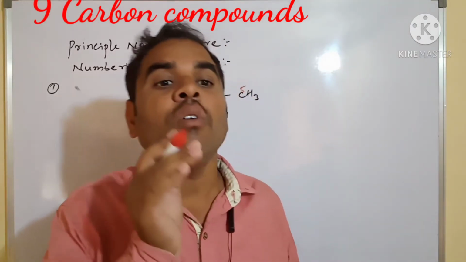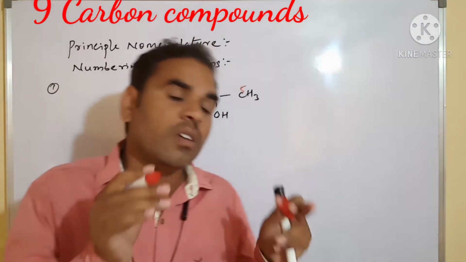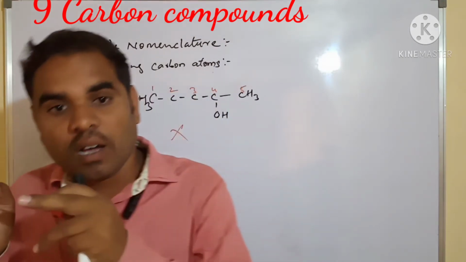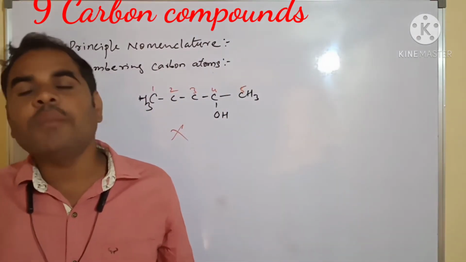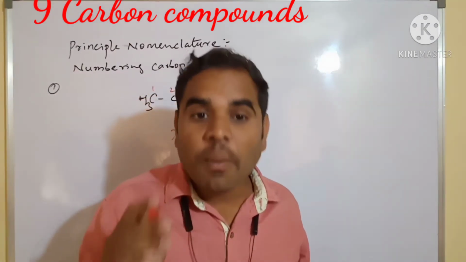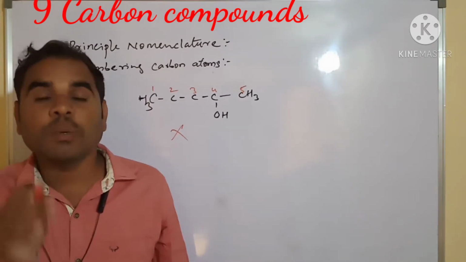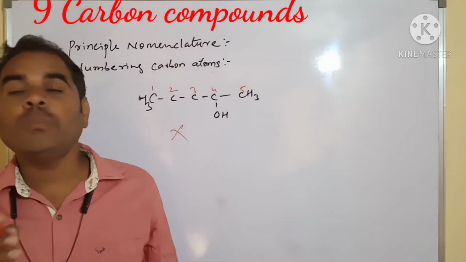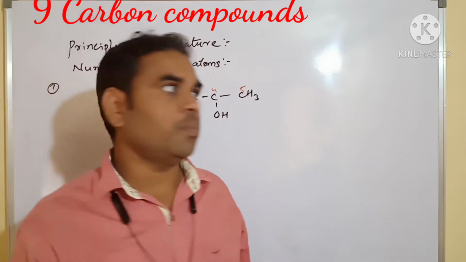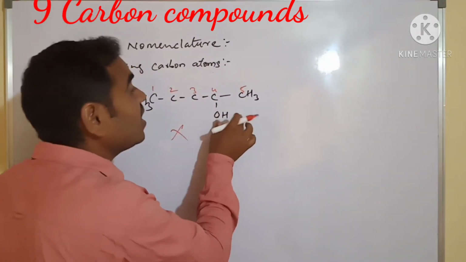See what the first rule says: we can number the carbon atoms from left to right or right to left, so that the sum of the numbers indicating the position of substituents and functional groups should be the minimum possible.